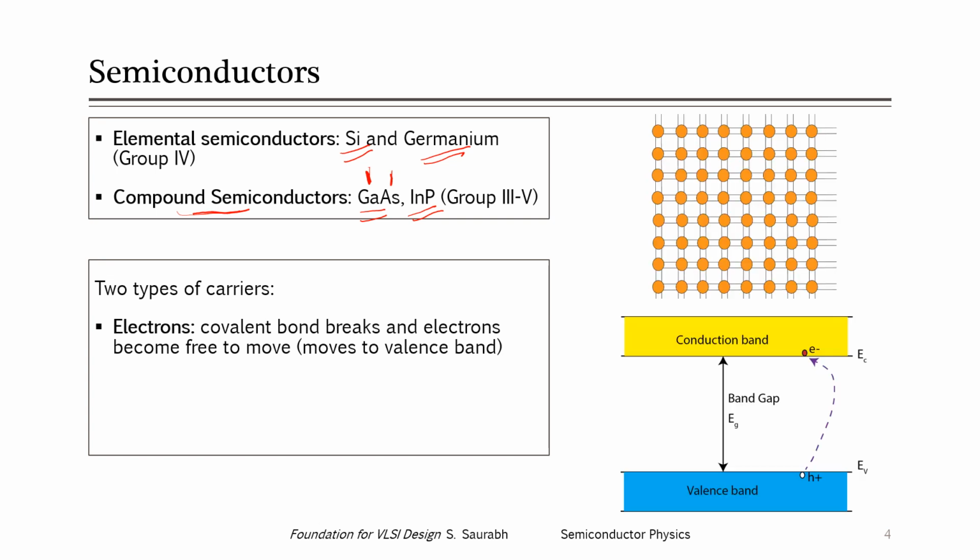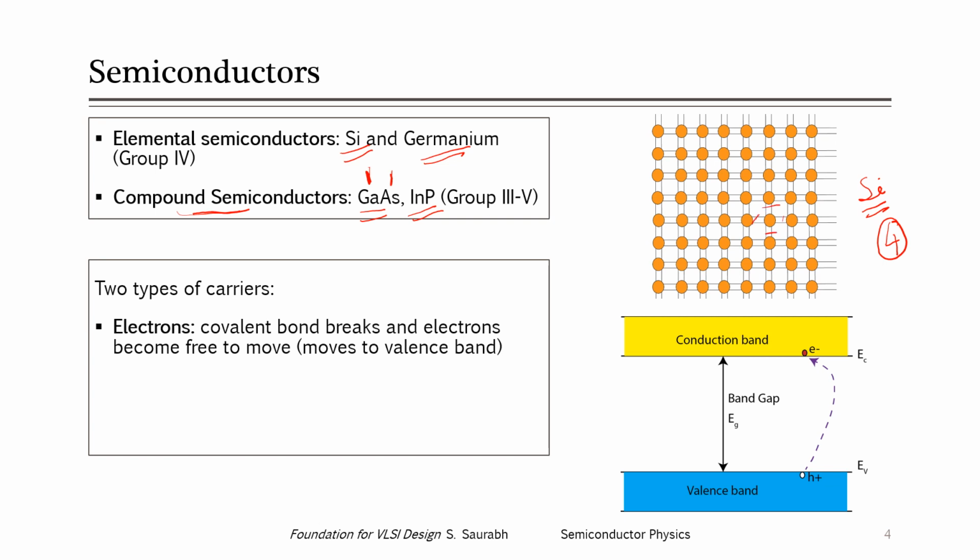So let us understand with the help of a figure, right? This is a representation of a crystal lattice of, say, silicon. Silicon has four electrons in its valence band, and those will be bonded by covalent bonds in the semiconductor crystal, right?